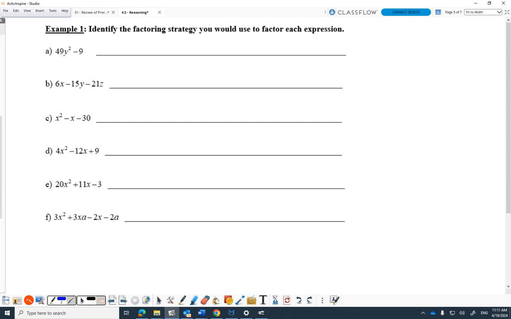Aubrey? How do you know it's a difference of squares? 2 terms, I'm highly suspicious. When I see 2 terms, I'm thinking difference of squares. To really bring it home, I've got to look and say, are these things squared? Is 49 something squared? Yes. Is 9 something squared? Yes. And you might have to square root them if the numbers are big. So this one's a difference of squares.